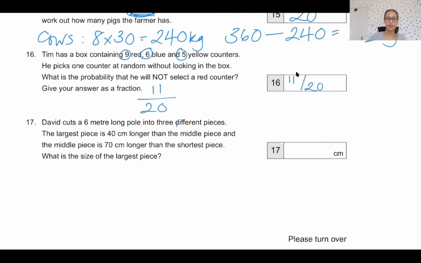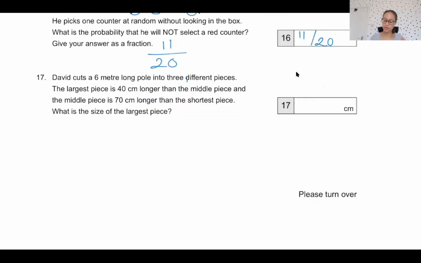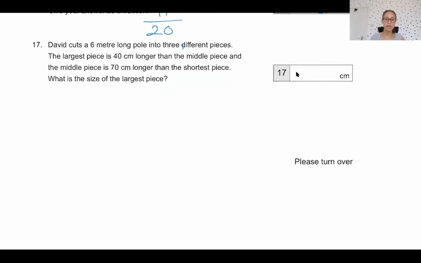Okay, right, all concentrating really hard for this next one because it is not easy. David cuts a 6-meter long pole into 3 different pieces. The largest piece is 40 centimeters longer than the middle piece, and the middle piece is 70 centimeters longer than the shortest piece. What is the size of the largest piece? I'll give you a second to think about how you're going to approach it, and then we'll do it on the board.